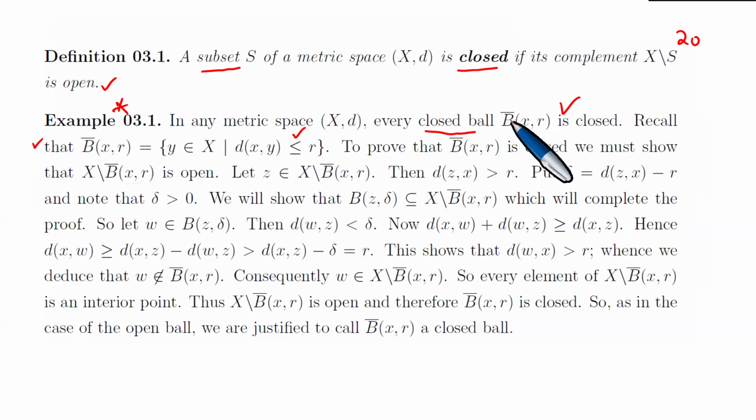One way to prove that a set is closed is to show that its complement is open. So the complement of the closed ball, X minus B bar of (x, r), is open. To prove that this set is open, we take a point from it. Let z be an element of X minus B bar of (x, r). Then the distance between z and x is greater than r. This is very important.